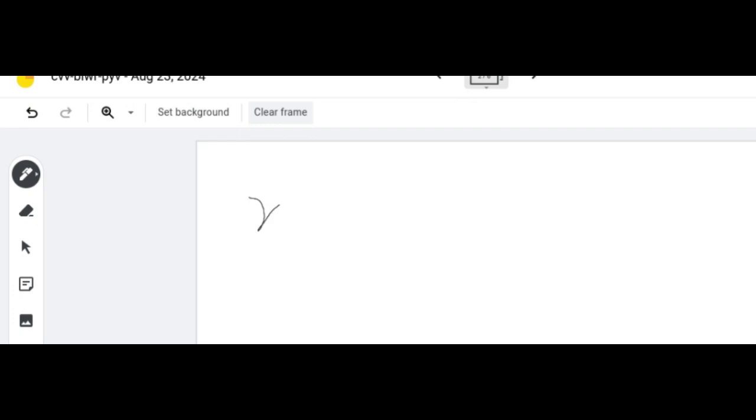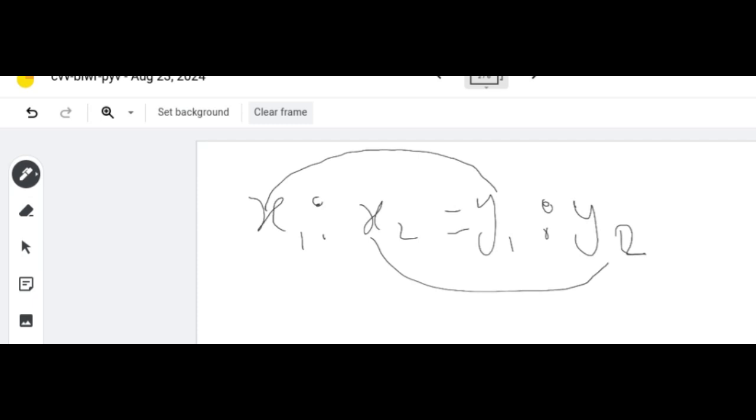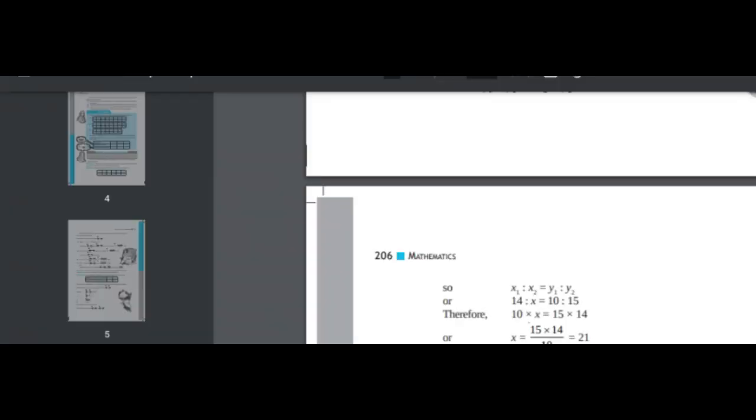If they ask to put a ratio x1, x2 is equal to y1, y2, this is how you represent the division in the form of ratio. But if you have to convert this ratio into division, you have to do 1 with 1, 2 with 2, like x1 by y1 is equal to x2 by y2. Okay? This is how you do this.